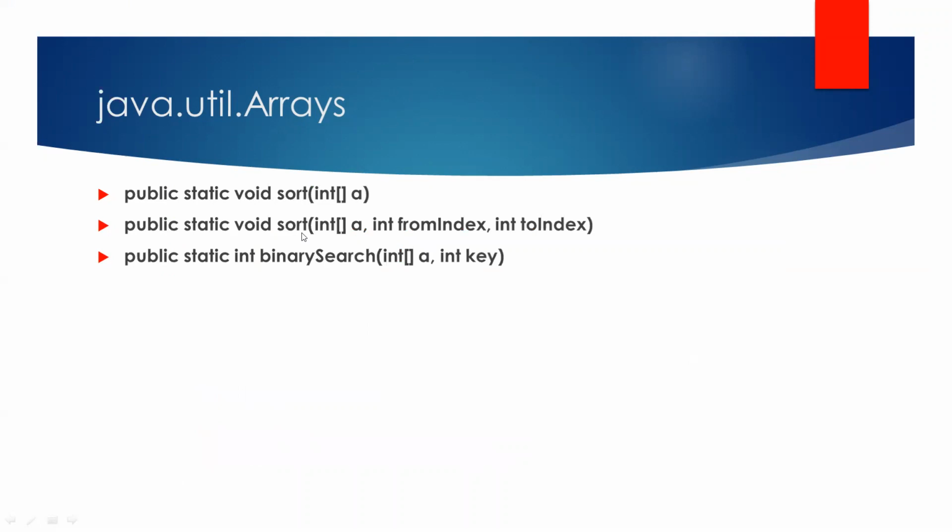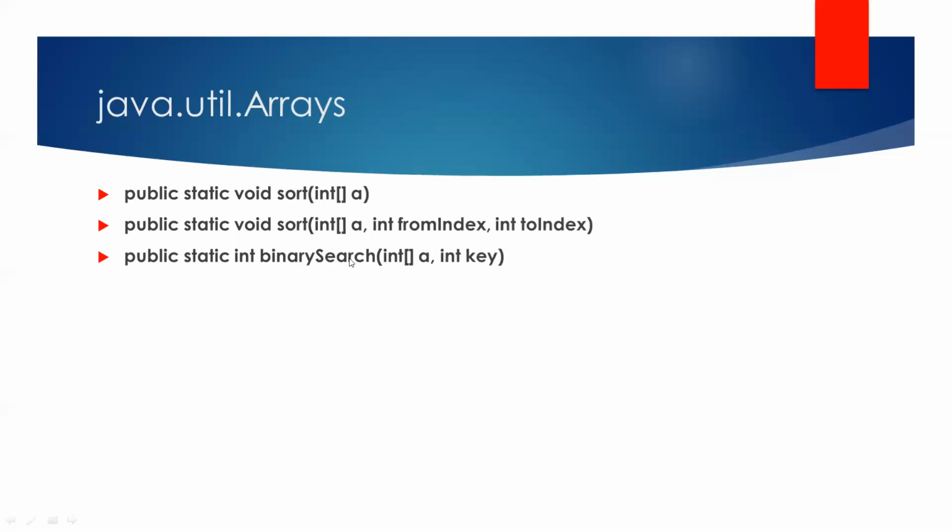If you want to search for any element in your array, you don't need to write the code for searching. There is a method, and you can see the methods are static, so you can apply binary search directly. You pass the array in which you want to perform the search, and after that the key you want to search. It will return the index of that key, and if that element is not available, it will return -1.